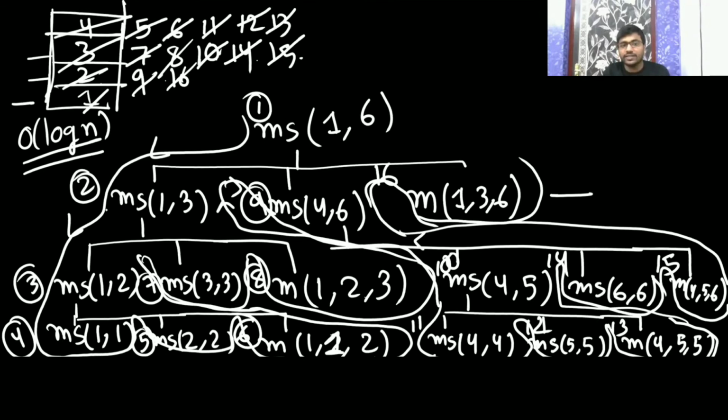Whatever will be the height of the stack, the maximum height of the stack is going to determine the space complexity. So at max, the height of the stack you require is the height of the tree. So the height of the tree is going to be big O of log n.